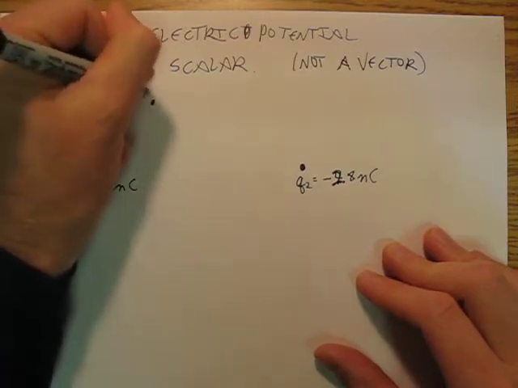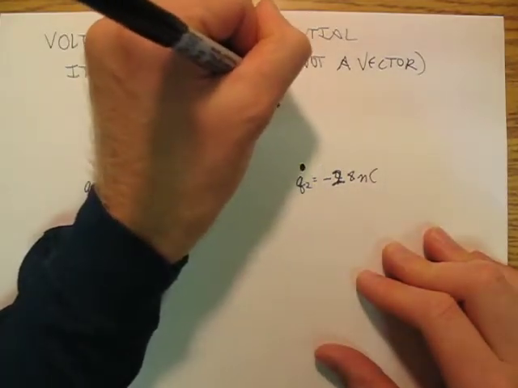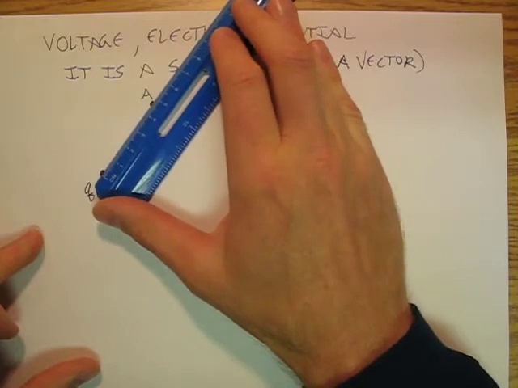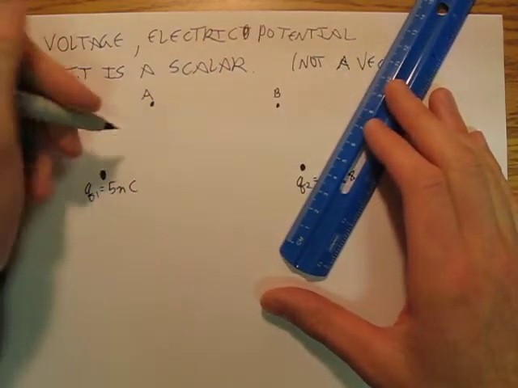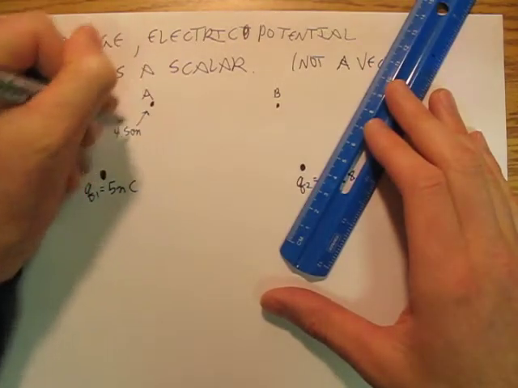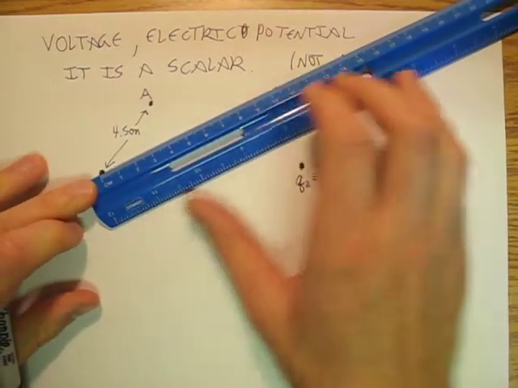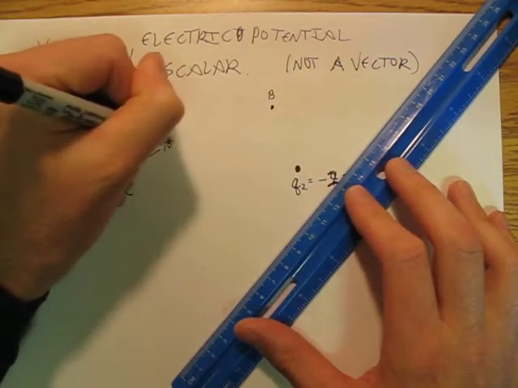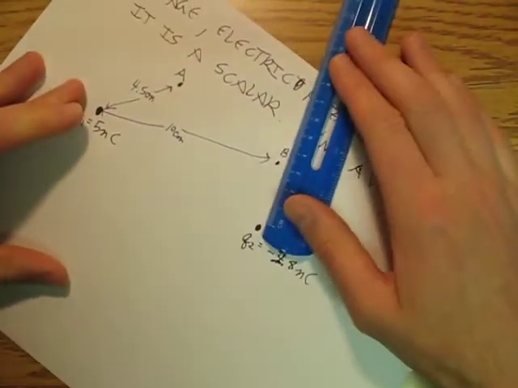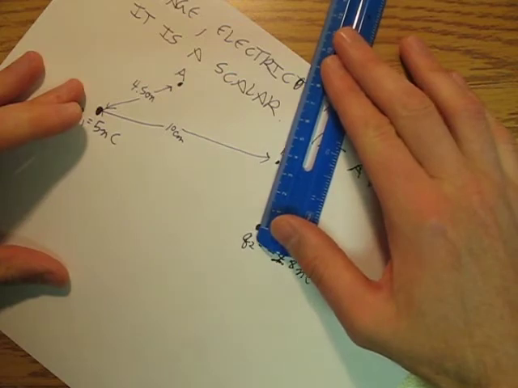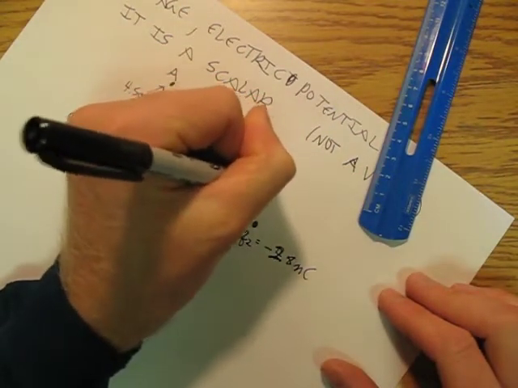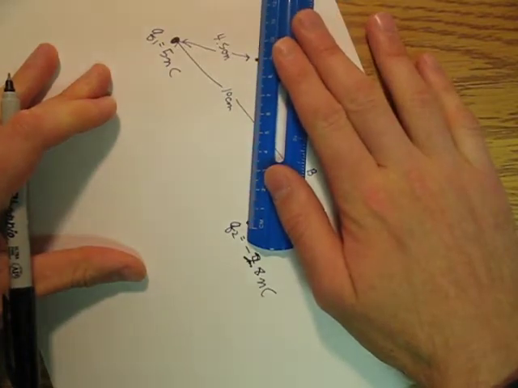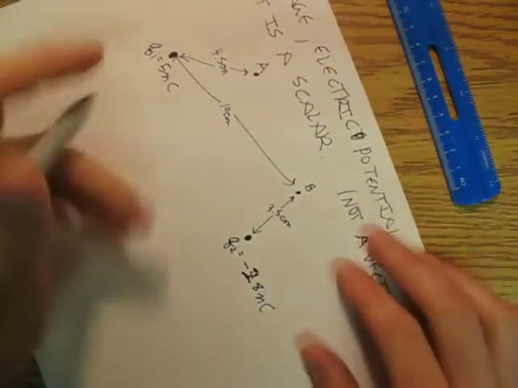We're going to call this point A, and then we're going to call this point B. And so what I'm going to do is I'm going to measure some distances, and so this is going to be 4.5 centimeters. And that distance there is going to be 10 centimeters. And then this distance here is going to be 3.5 centimeters. And then this distance here is going to be, I'll call it 8.8 centimeters.